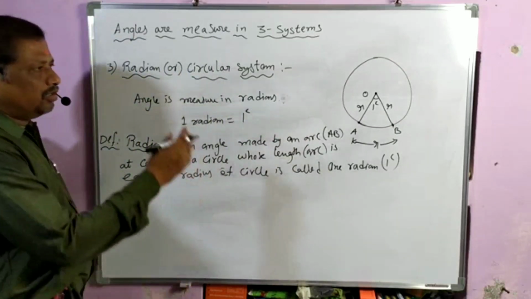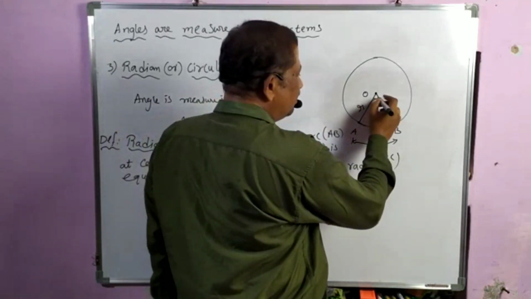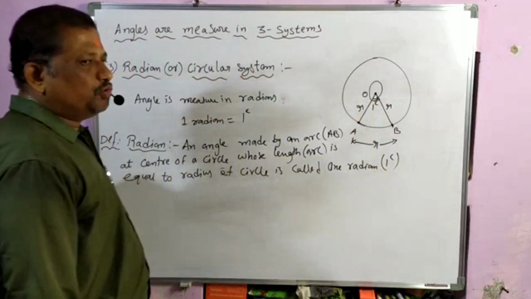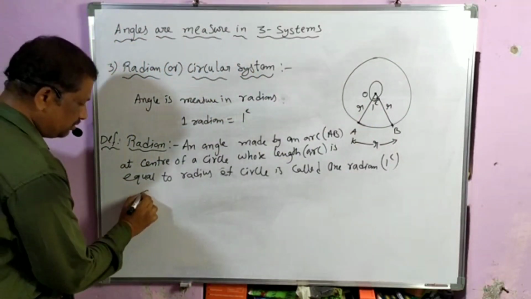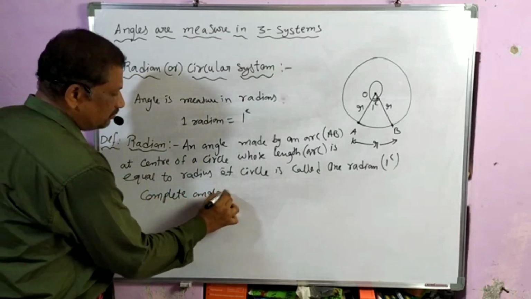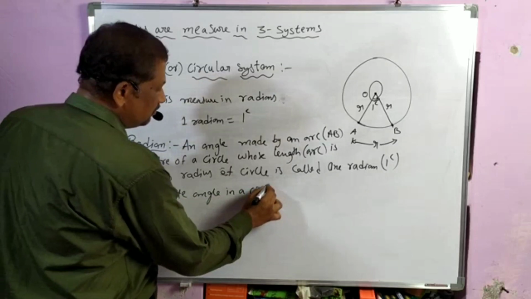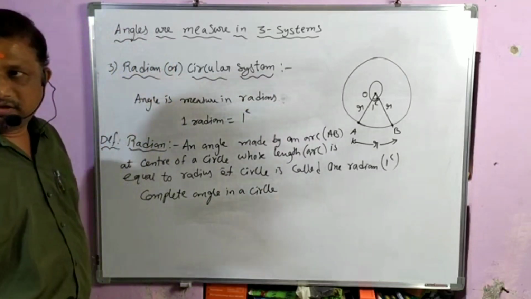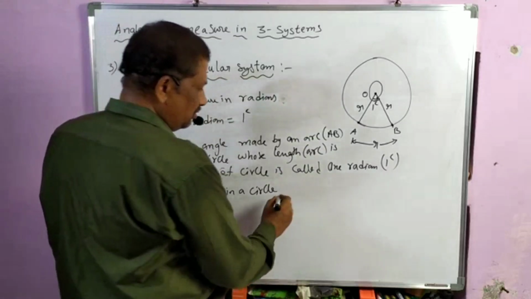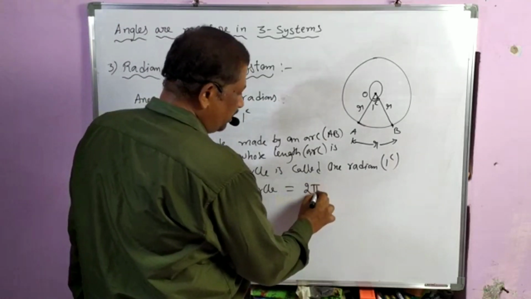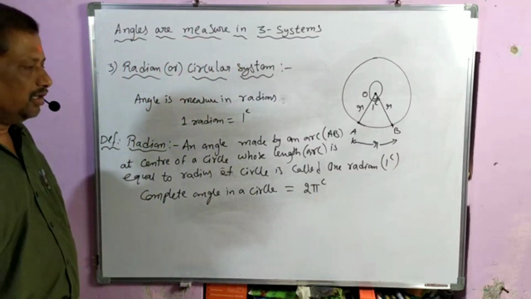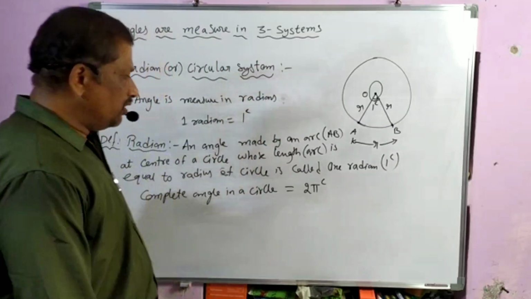Next, what is the complete angle in the circle? If we take the complete angle, it is 2 pi radians. The complete angle in a circle is equal to 2 pi radians. Okay. The complete angle in a circle is 2 pi radians.